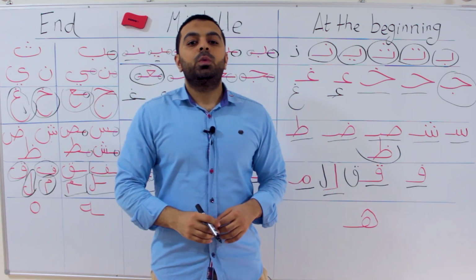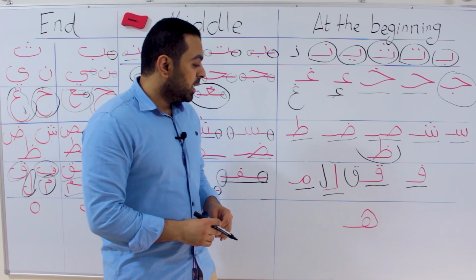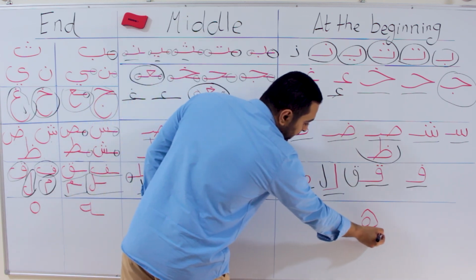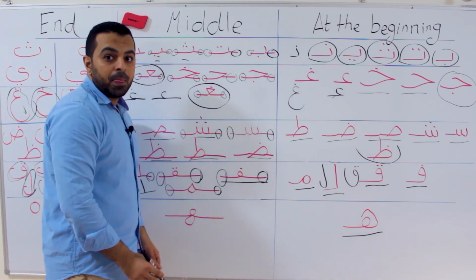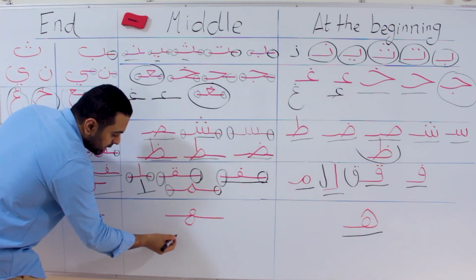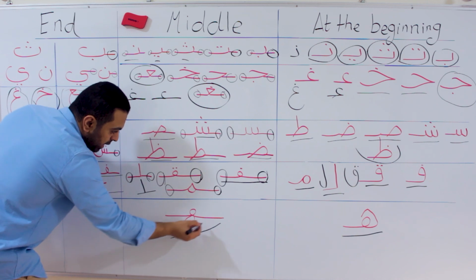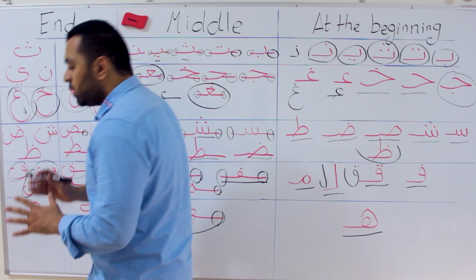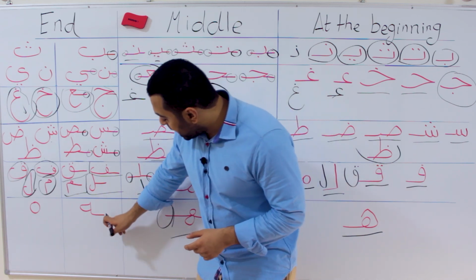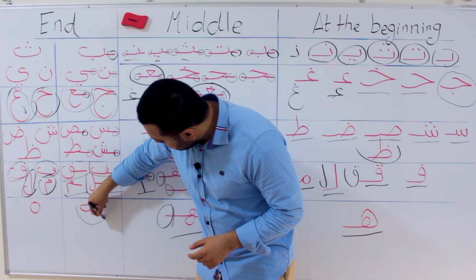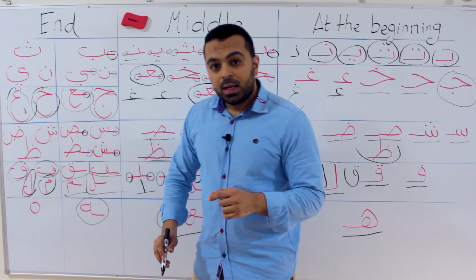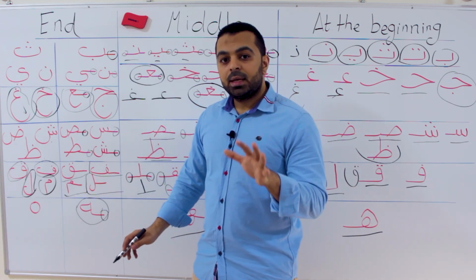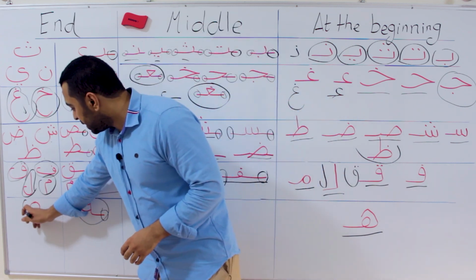The last letter we have today is ha. So this is ha at the beginning. And this is ha in the middle. It's like 8 in English, connected from this tail and from this tail. And at the end of the word, you will find ha like this, connected from this tail. And ha separated, you will find it like this.